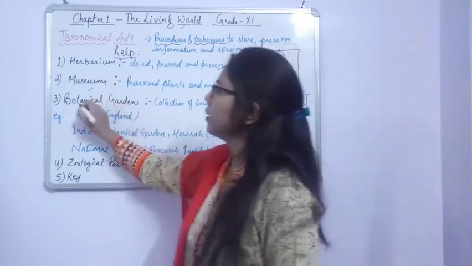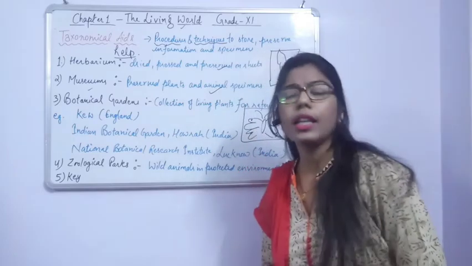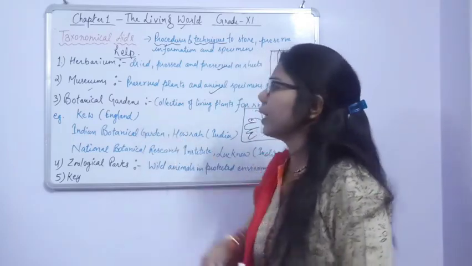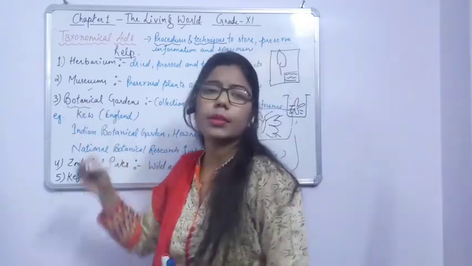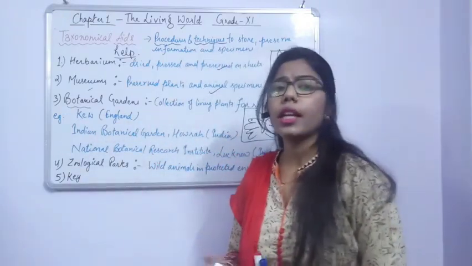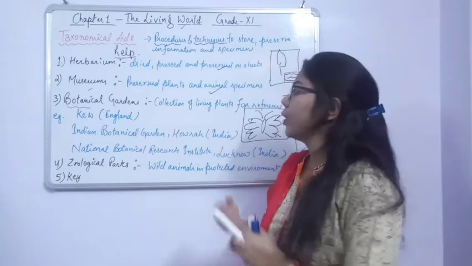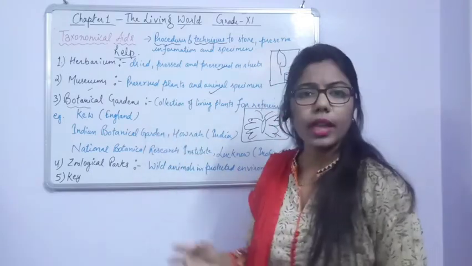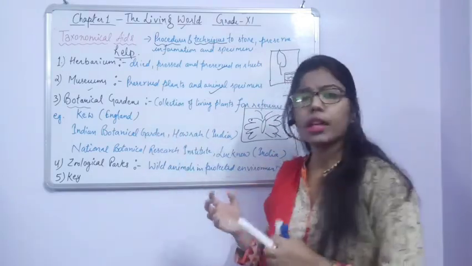After that, the third aid is botanical gardens. What are the botanical gardens? Something related to plants. So in this garden, we are growing, breeding and cultivating the plants so that we can compare with the other one.